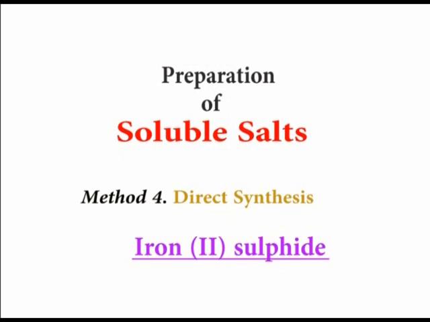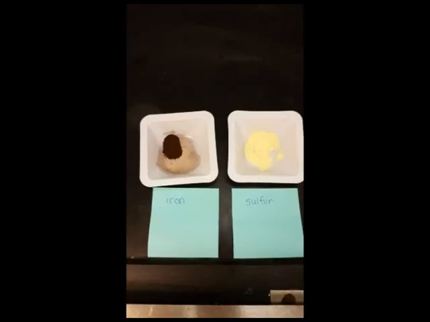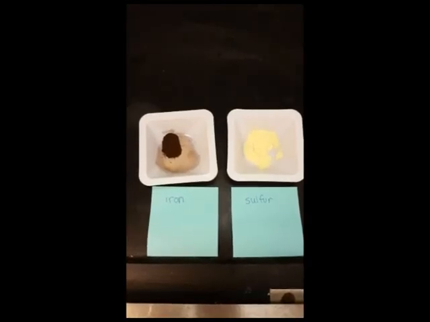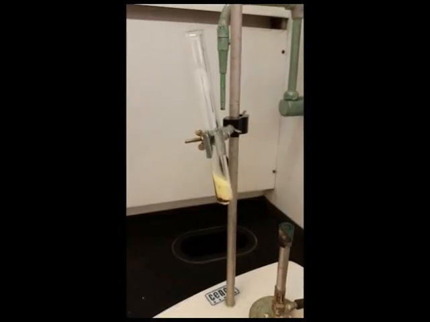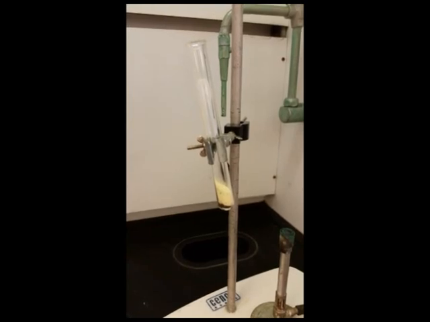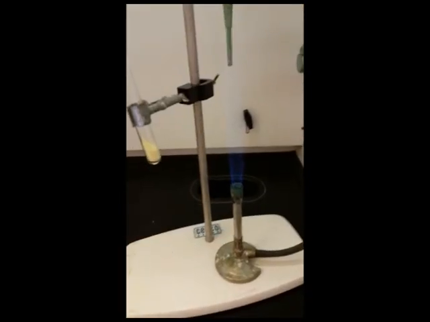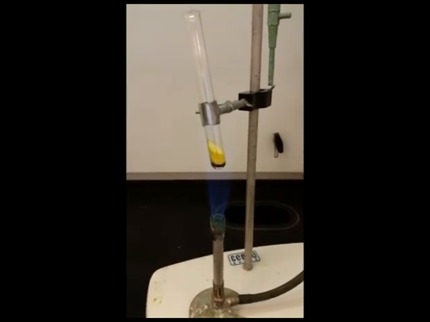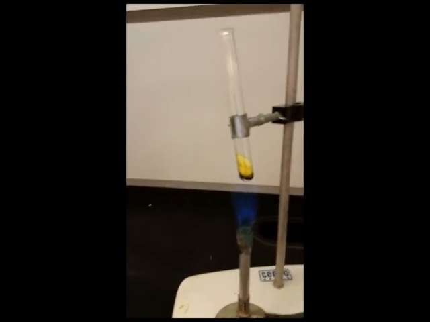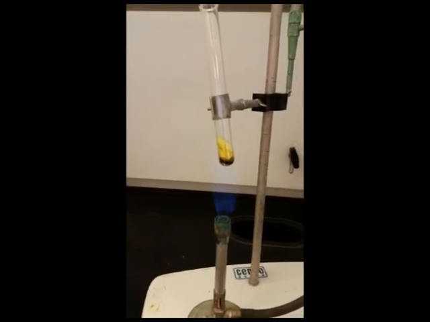The other method is direct combination of elements. Now, salts need not always be made from acid. We can actually combine elements directly. In this experiment, we shall prepare iron 2 sulfide by directly combining iron and sulfur. When a mixture of iron filings and sulfur powder is heated, an exothermic reaction takes place and iron 2 sulfide is formed.